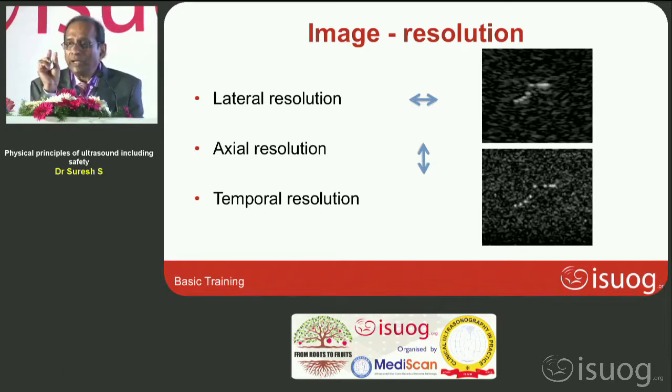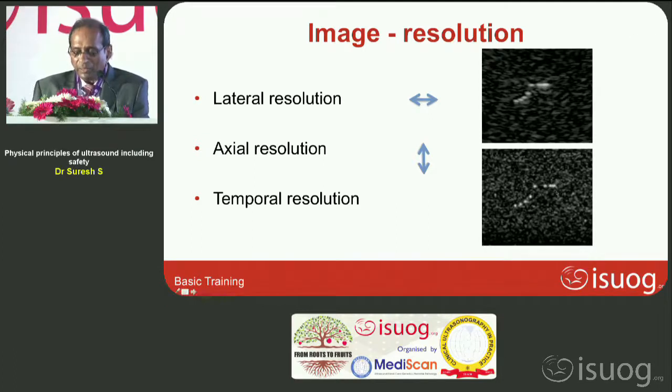So you keep on reducing the distance until a point comes where both are seen as only one echo. That means the lateral resolution is not there anymore. So the closer the interfaces can be while both are still shown as two individual dots, the better is the lateral resolution.